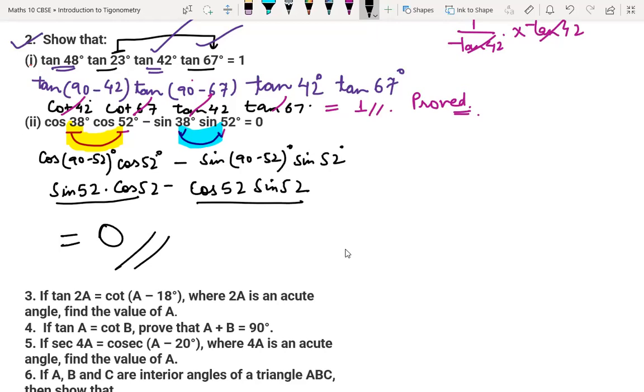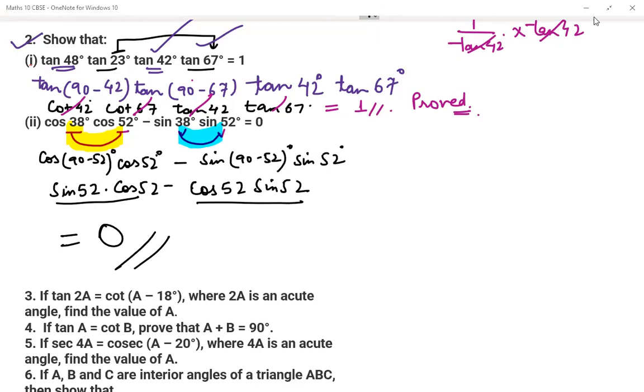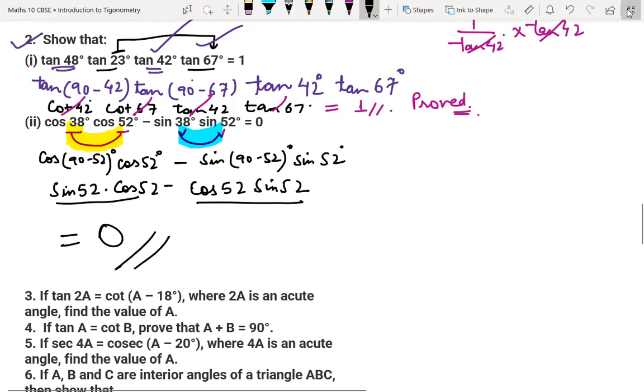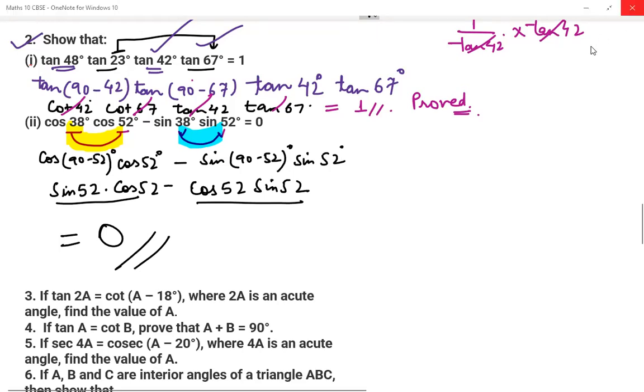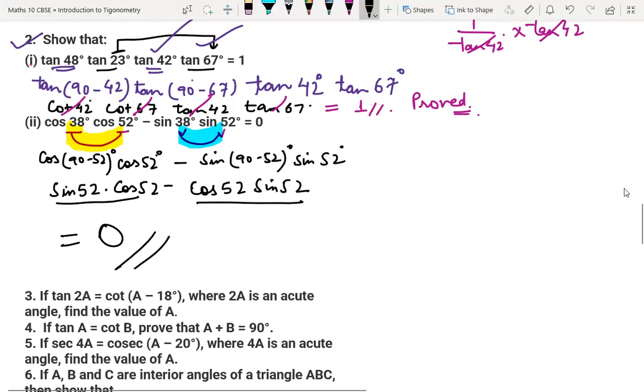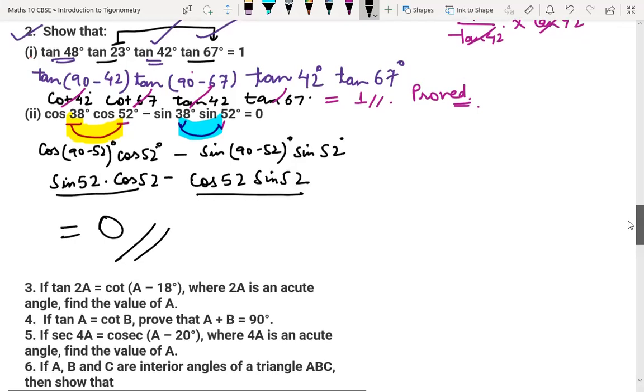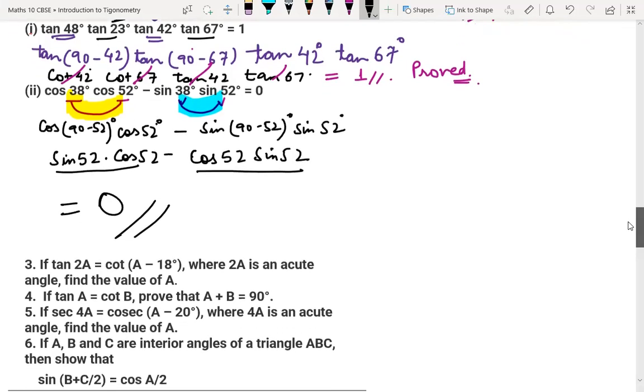Is it clear, children? Anyone having doubt in question number second? Just think and tell me your doubt, sir. This is very easy. You have to read it once, only once at home. You have to revise once. Okay, if you leave it, you'll forget. So after teaching, just revise once.